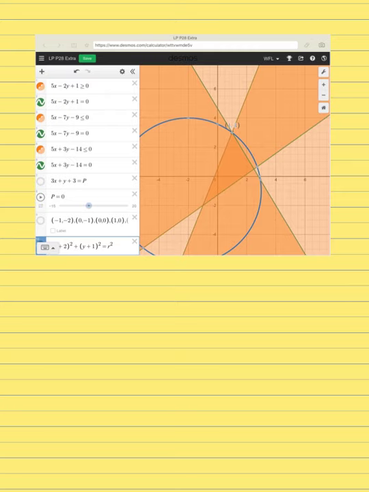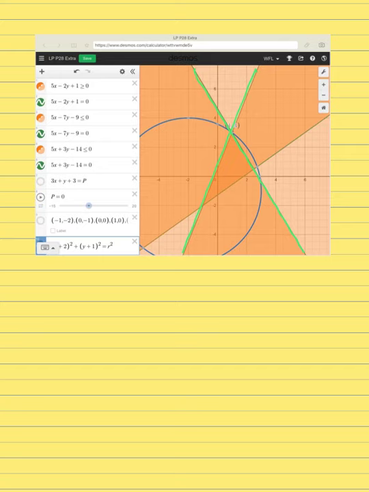The circle, with points still in the triangular feasible region, is the biggest when it passes through point (1, 3), which is the intersection of the lines 5x minus 2y plus 1 equals 0 and 5x plus 3y minus 14 equals 0, which is of course a vertex of the triangular region, as shown in the figure.